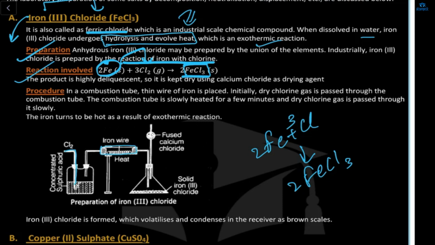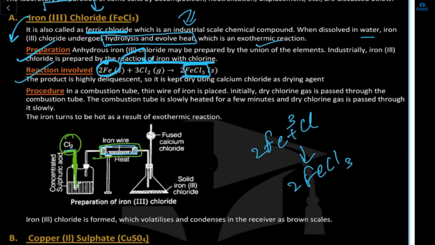So initially what will happen? Dry chlorine gas is passed through the combustion tube. This is your combustion tube. Your dry chlorine gas is passing through this combustion tube, and this is the iron wire.